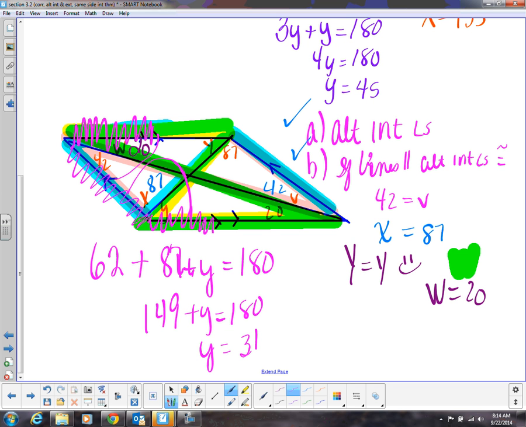15 through 17. All right, so it's all about tracing the sides of the angle. All right?